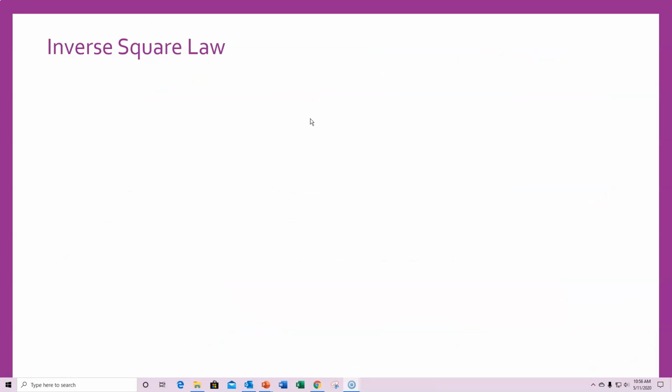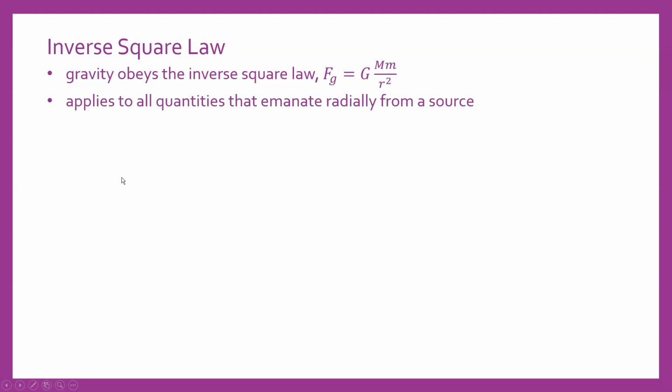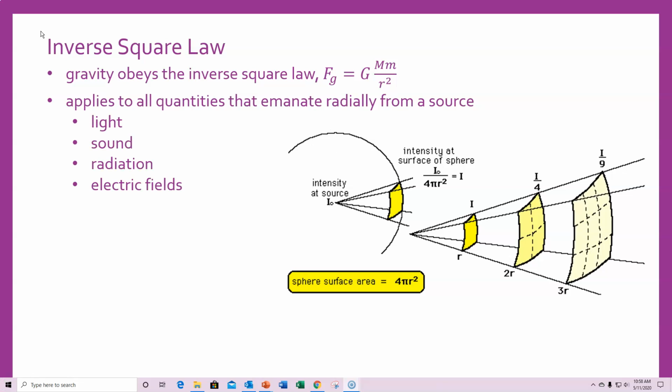Let's take a look at a very important law in physics, the inverse square law. Gravity obeys this inverse square law because the distance is squared in the denominator. And this law applies to quantities that emanate radially from a source. So here we have a source. Quantity radiates in all directions. Examples of quantities that follow the inverse square law are, in addition to gravity, light, sound, radiation, and electric fields.